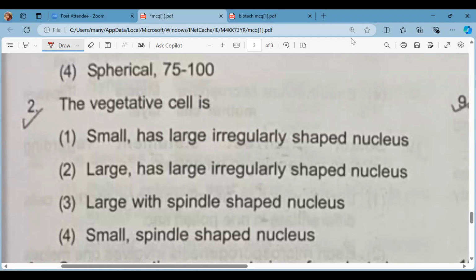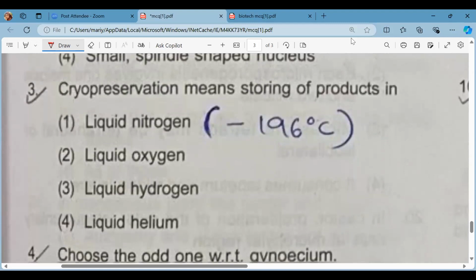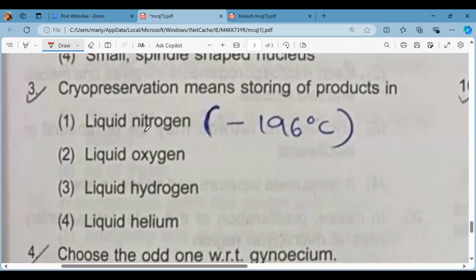Now they're asking about the vegetative cell. Option B, irregularly shaped nucleus, large and has an irregular shaped nucleus. Correct. All right. Now see, cryopreservation is a preservation method for storing pollen grains. We do it in liquid nitrogen at minus 196 degrees Celsius.